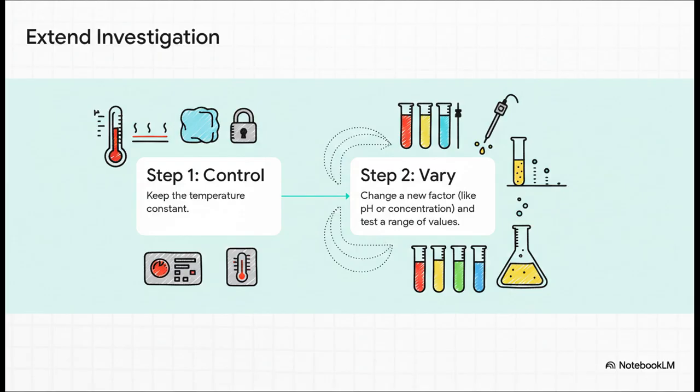First mark, you say that now you'd keep the temperature constant. You've already investigated temperature, so you lock that in. And the second mark? That's for picking a new variable to investigate, something like pH, or the concentration of the enzyme, and then crucially, testing a range of values for it.